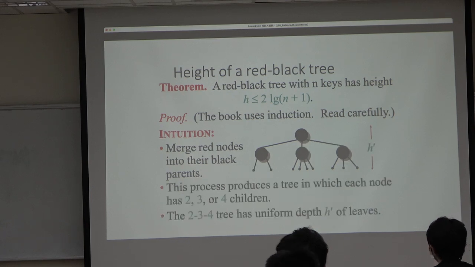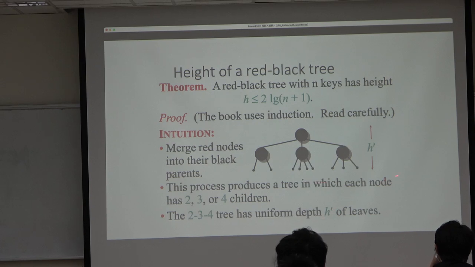Once you do that, this process is going to produce a tree in which each node has either 2, 3, or 4 children, right? Either 2 or 3 or 4 children, as I have indicated here. This is similar to a 2-3-4 tree, and it has uniform depths. We say the height of this tree is h prime.